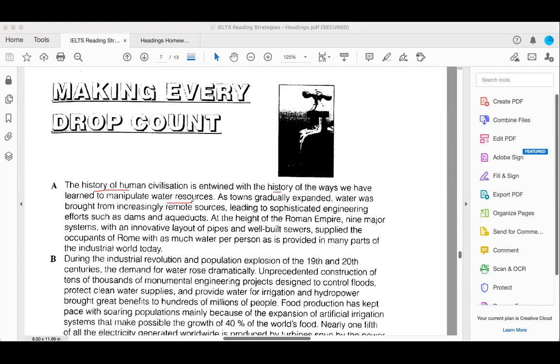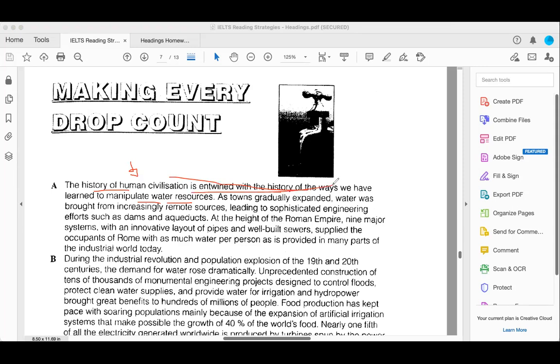And one thing very, very important in IELTS reading, not only with this type of exercise, but with all types of exercises: try to simplify it. Don't try to understand every single word, because that's too much and it doesn't help you. Basically, you read this sentence and you say, this sentence talks about humanity, right? History of humanity linked with history of water resources, right?